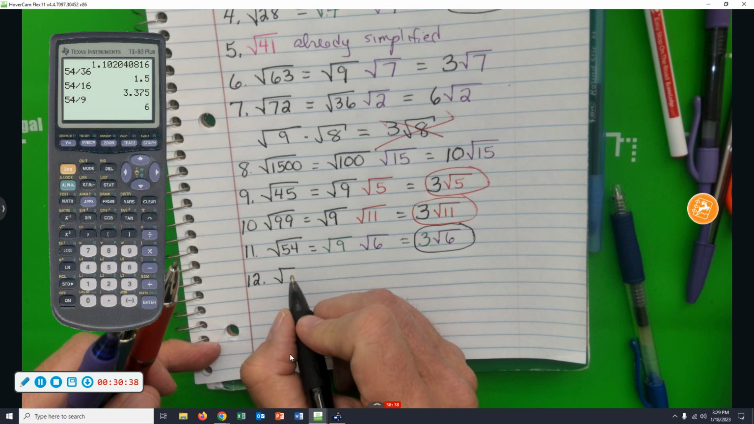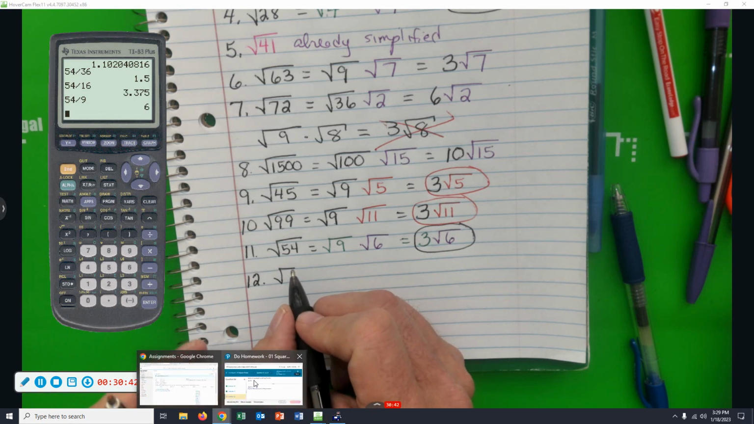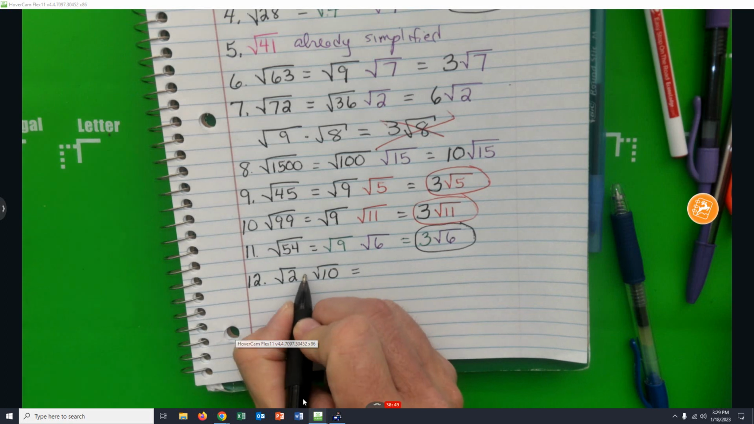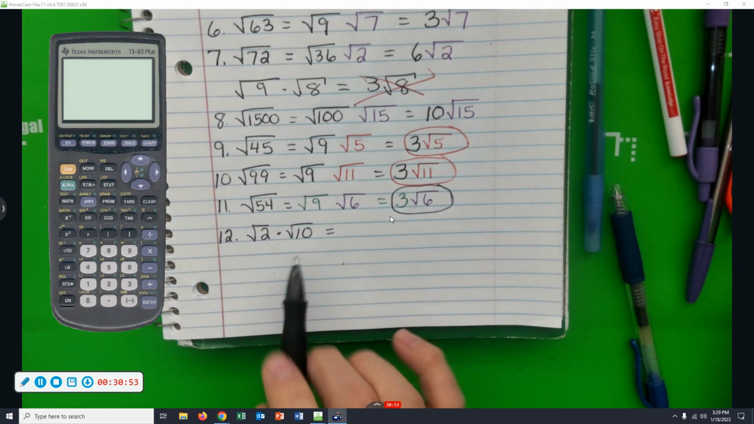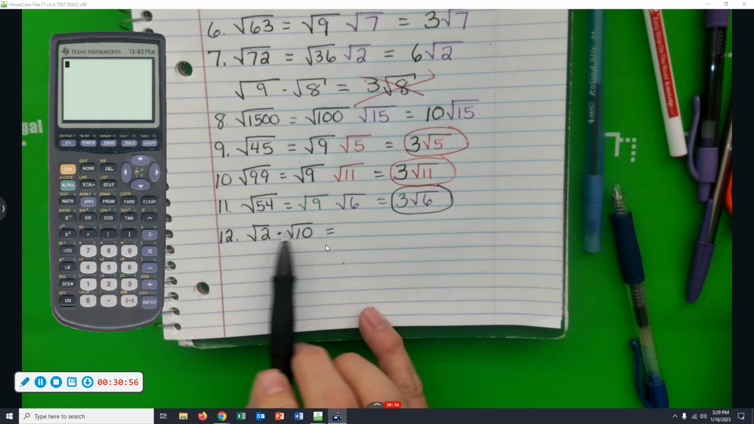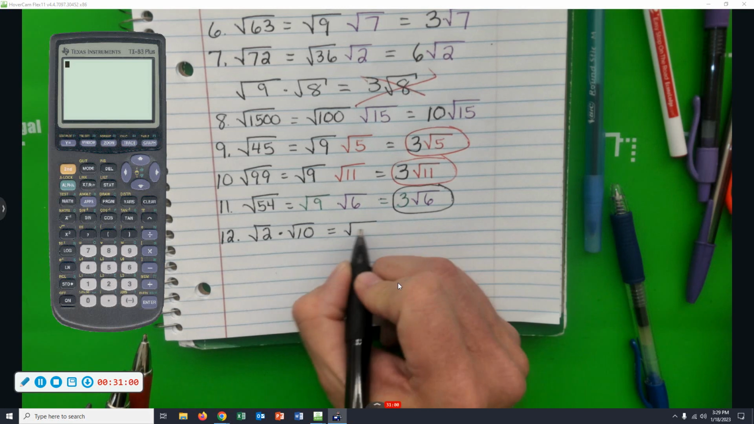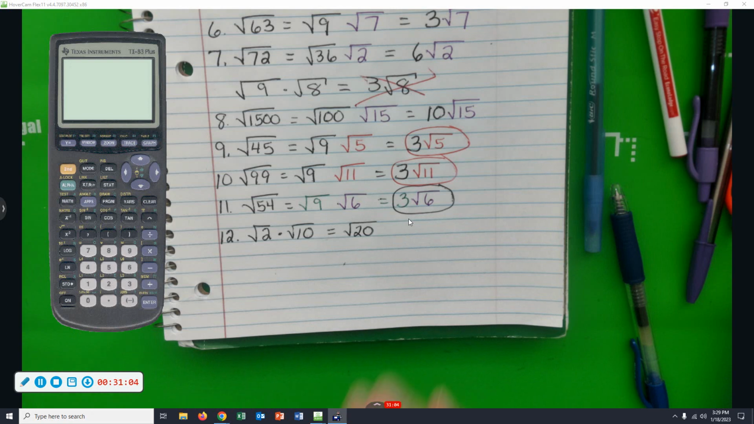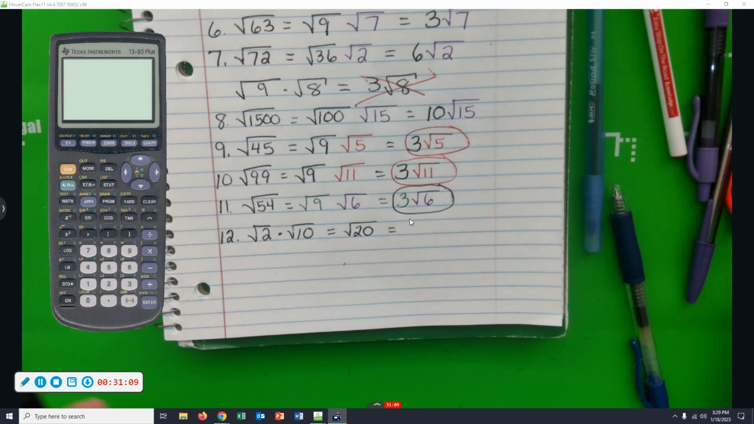Wait, Tim, what was the problem? I didn't write down the problem. Square root of 2 times the square root of 10. But first, you have to write down the multiply problem. Okay, square root of 2 times the square root of 10. The new thing here is you've got to multiply these numbers. 2 times 10 is 20. Now, simplify that square root of 20. What perfect square divides evenly into it?